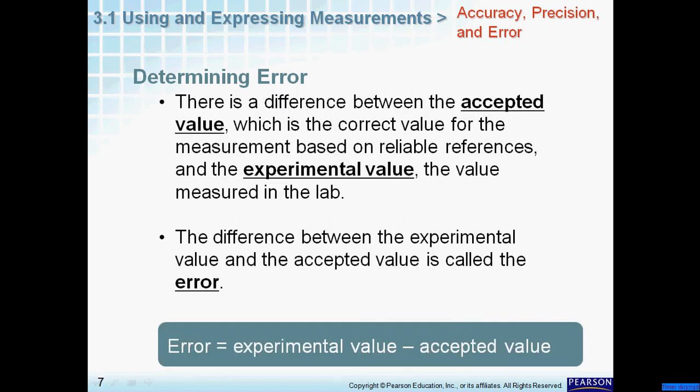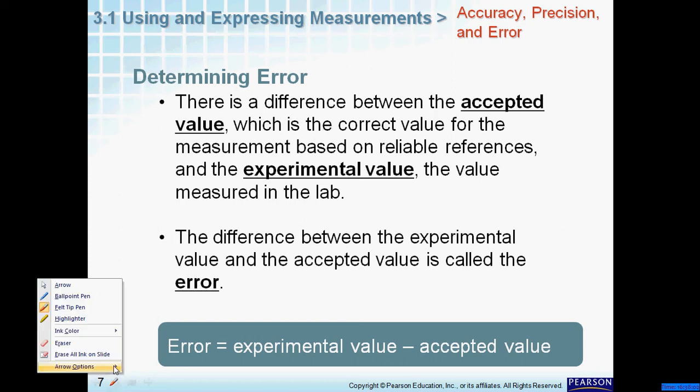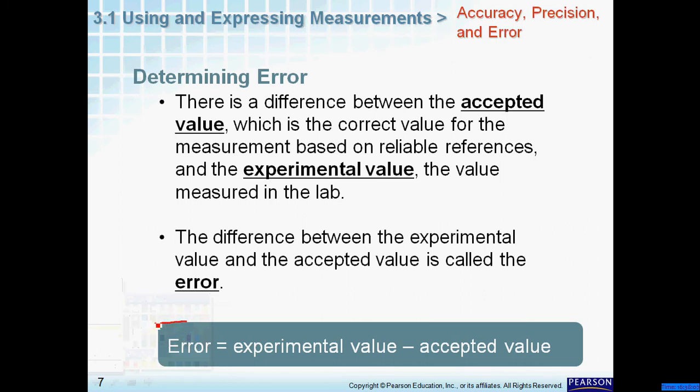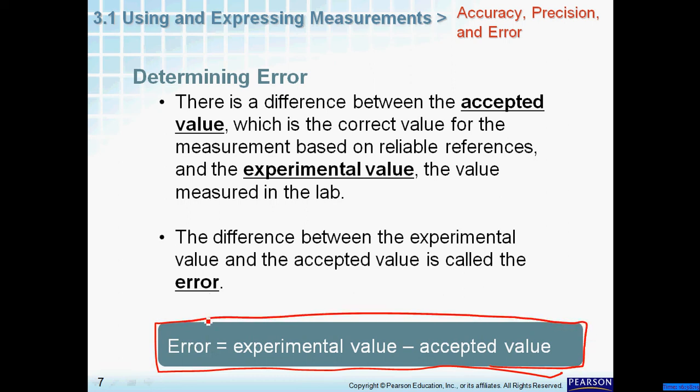So to find percent error, we need to figure out our error, our raw error, and to do that, we need this formula here. So in your notebook, in your notes, make sure you have the formula for error. The experimental value is the one that we have measured.